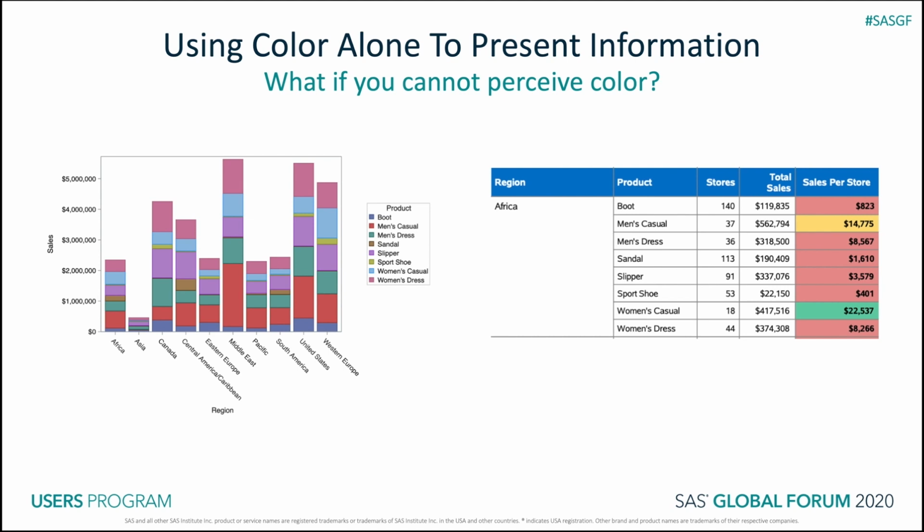Well, let's look now at the issue of designing reports that only use color to convey information. So here I've got a stacked bar chart, and I've got a table that has some traffic lighting information in there with red, green, and yellow. And so these colors are telling me things both in the stacked bar chart and in the traffic lighting table. But what if I can't perceive color?